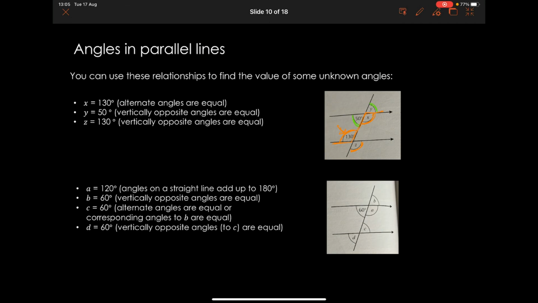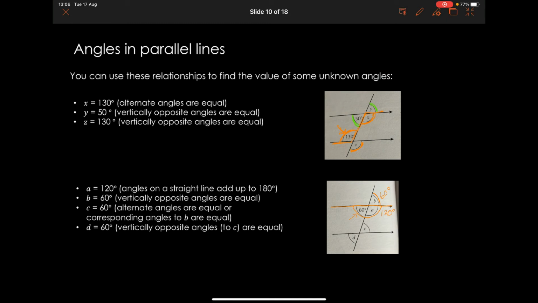Okay, if you've had a go. A must equal 120. Okay, so we can still use angles on a straight line here. So we know that those two angles add up to 180. So 120 plus 60 makes 180. So A must be 120 degrees. B must be 60 degrees because it's vertically opposite this one.